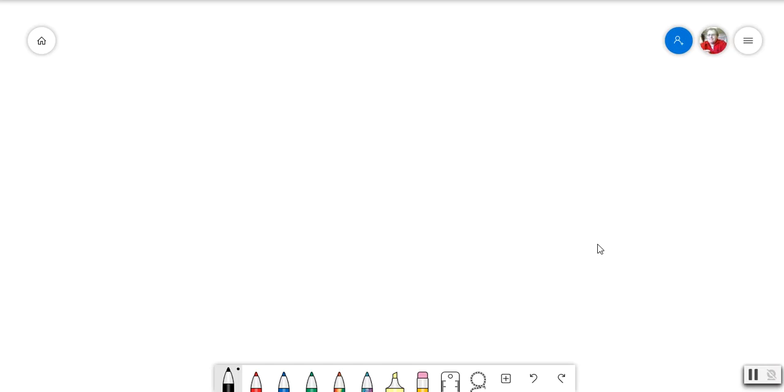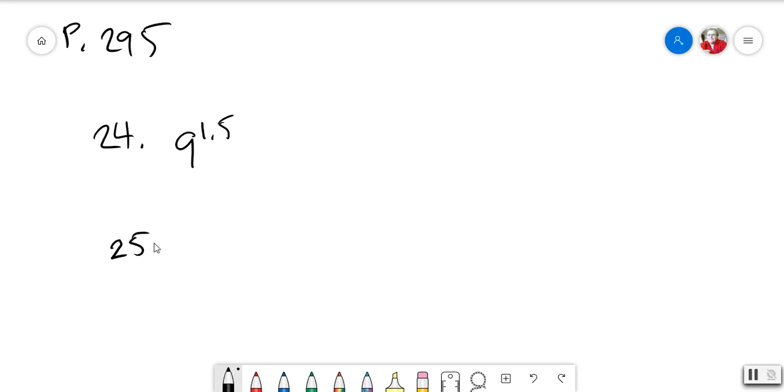Let's look in your textbook on page 295. And let's look at a couple of problems. It says evaluate without using a calculator. So 24, 9 to the 1.5. 25, 32 to the 1.4.